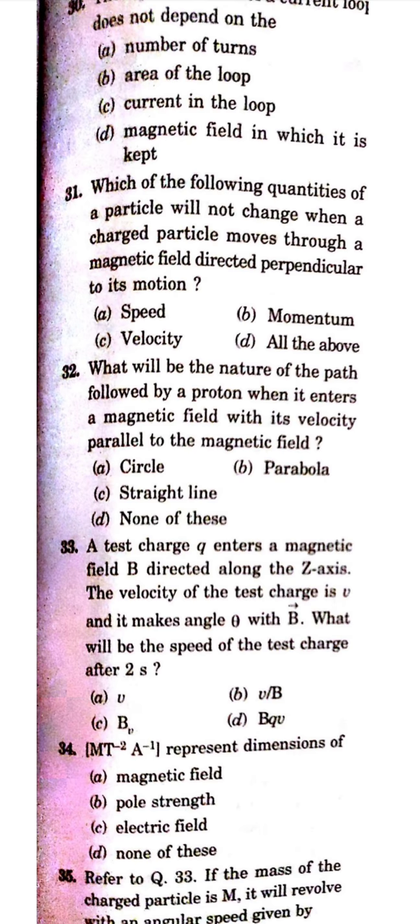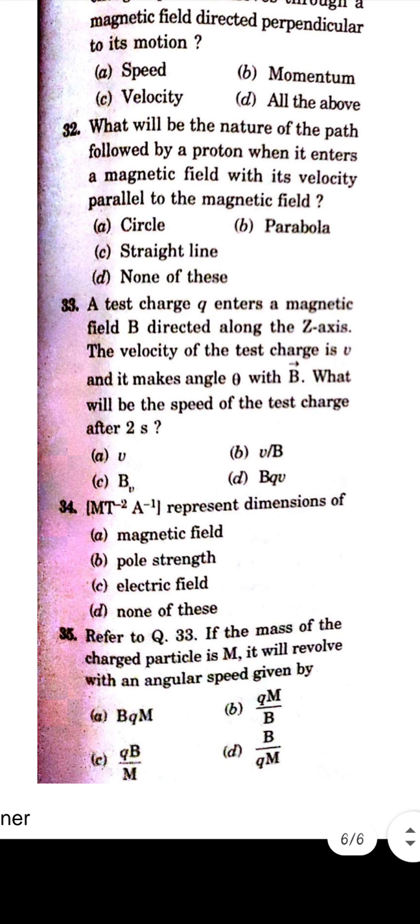Now a test charge Q enters a magnetic field B directed along the z-axis. The velocity of the test charge is V, and it makes an angle theta with B. Then what is the speed of the test charge after 2 seconds? After 2 seconds also it will move with the same speed itself, so it will be V. Now the next question: this dimension is given, what physical quantity does it represent?